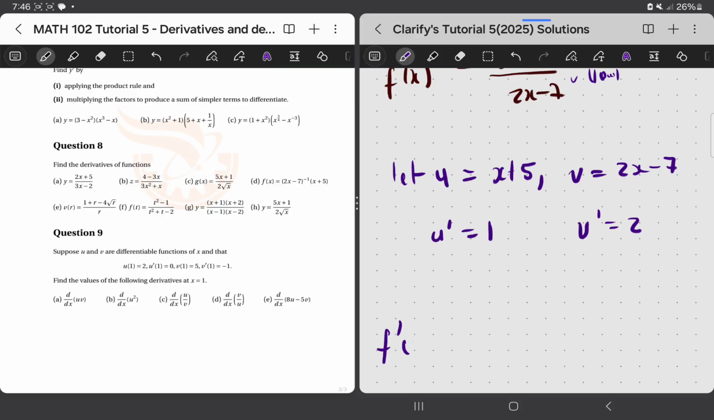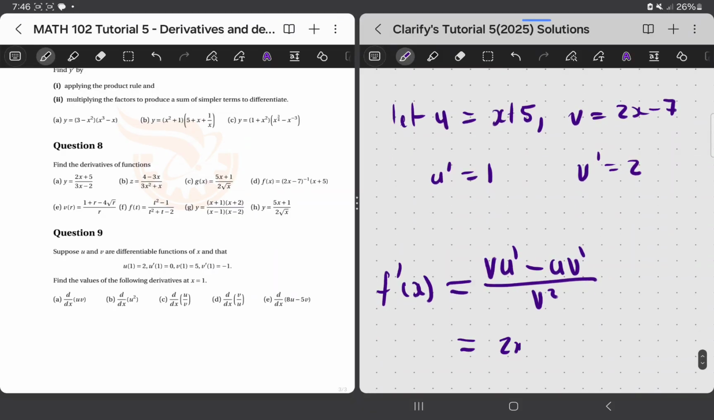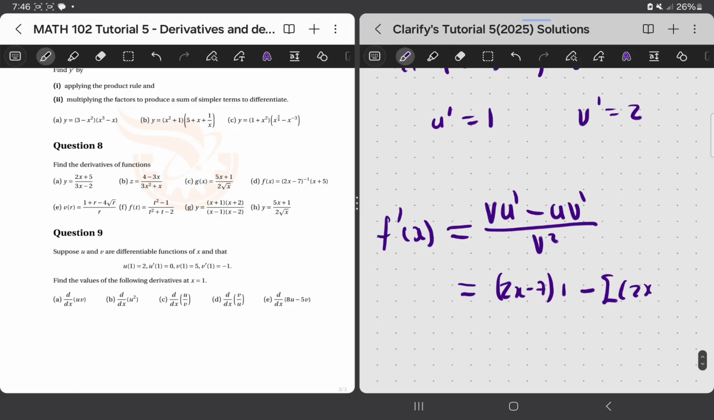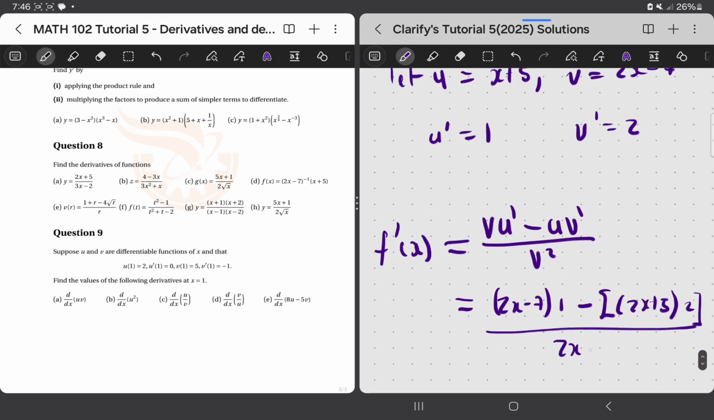So we can now say f prime of x, which is the derivative, is equal to low, which is v, d high, u prime, minus high, u, d low, v prime, over square the bottom, v squared. Which is going to be v, (2x minus 7), multiplying u prime, 1, minus, open bracket, high, which is (x plus 5), d low, which is the derivative of the bottom, which is 2, close bracket, over square the bottom, which is (2x minus 7) squared.